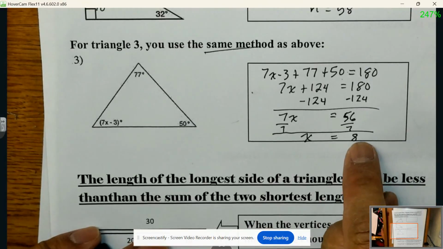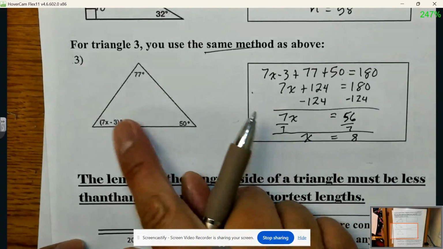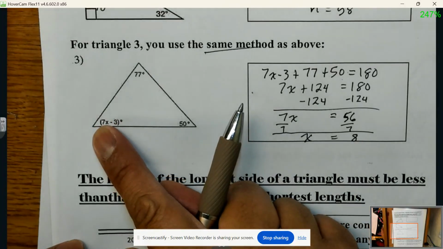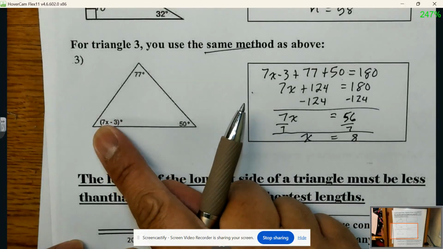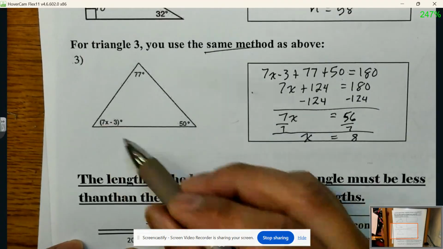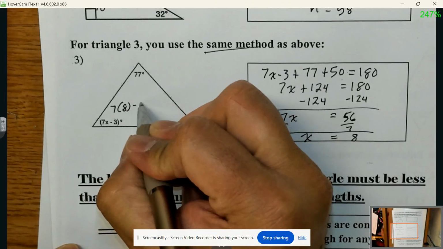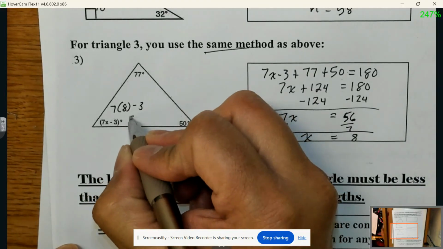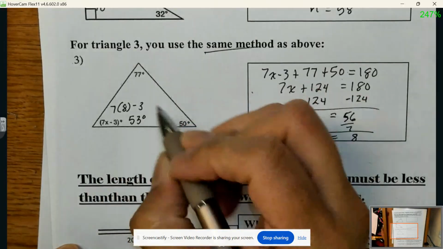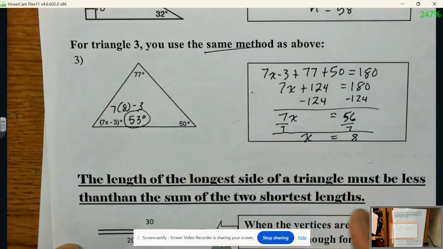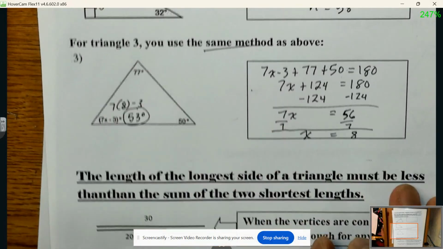Okay, now keep in mind that's not 8 degrees. 8 is just what we would plug in here to get our angle measurement. Okay, so we plug it in. 7 times 8 minus 3 would be 53 degrees. Okay, so plugging that in.